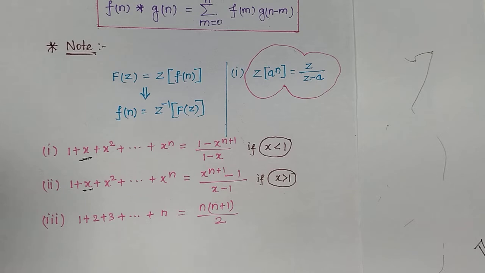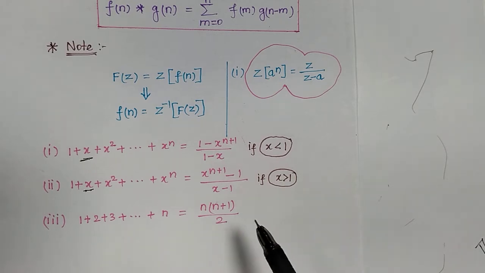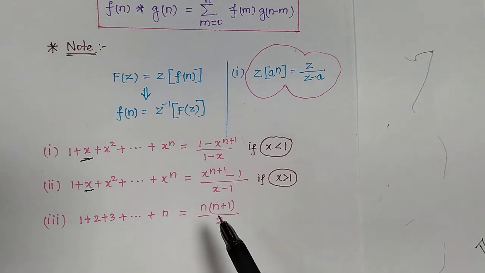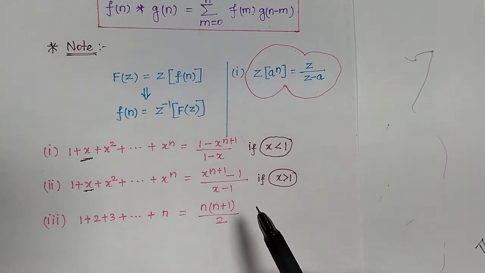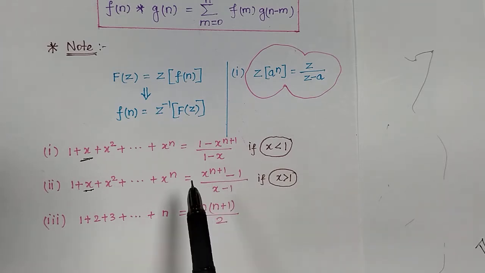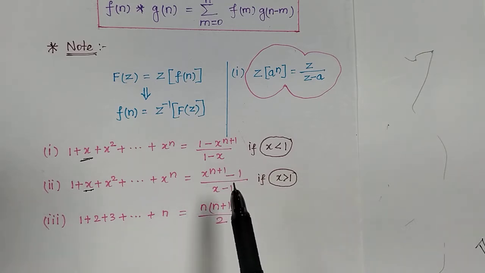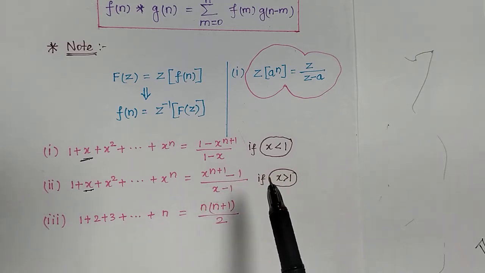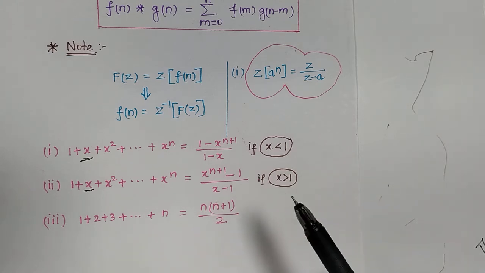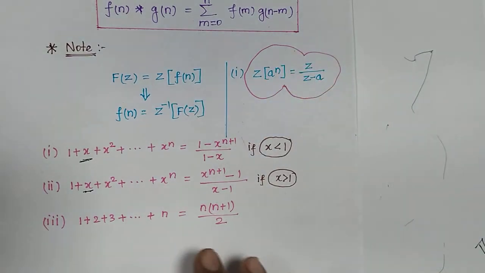So this section is very simple to understand. You should know only one formula, Z transform of a power n equal to z divided by z minus a, and these 2 geometric progression formulas. Here you may get confused about 1 minus x power n plus 1 divided by 1 minus x, whether it is the x greater than 1 formula or the x less than 1 formula. So memorize one: 1 minus x power n plus 1 divided by 1 minus x is our x less than 1 formula, and the opposite is the x greater than 1 formula. You can memorize it like this, so it will be very easy. Now I am going to start the problems.